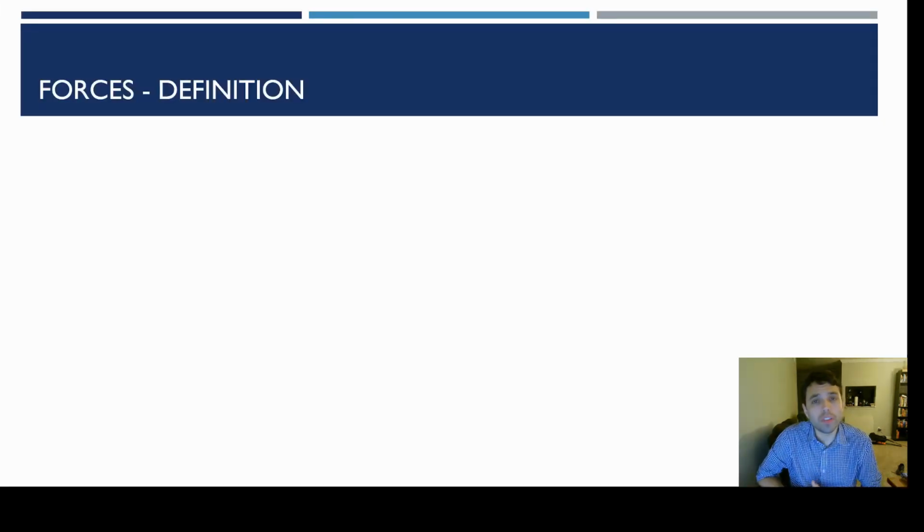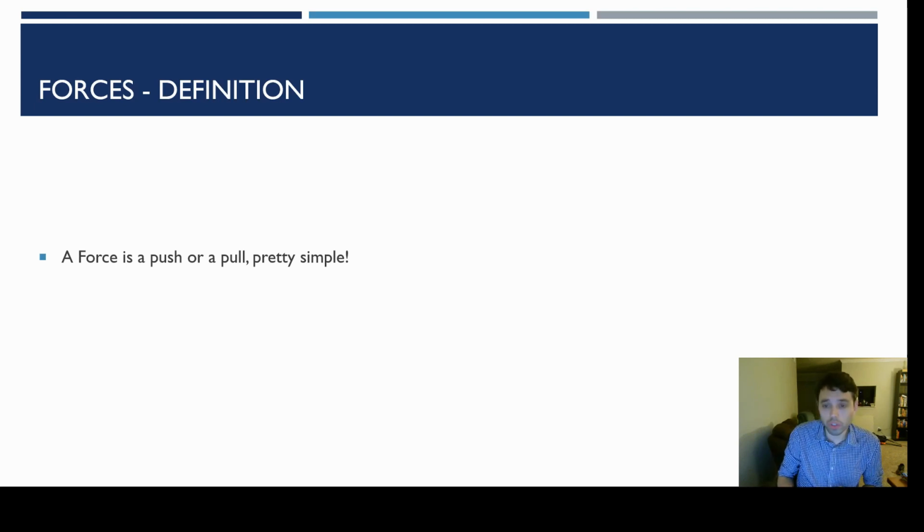Alright, so what is a force? It's actually a quite simple definition. It is simply a push or a pull. That's it. So if you push on a car or pull on a rope, you are applying a force to that object. The letter we use to describe forces in our math equations is going to be capital F.